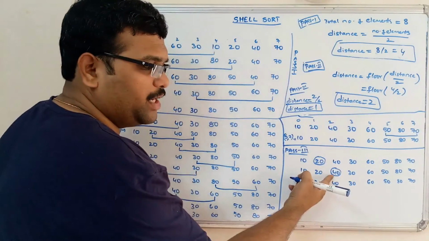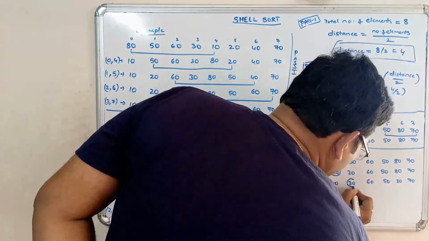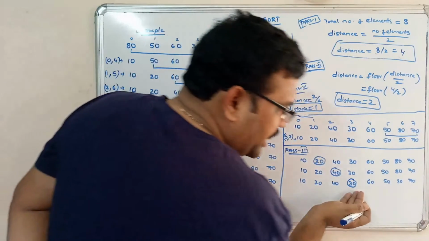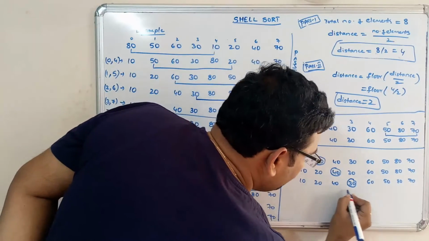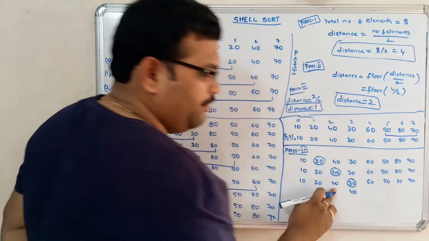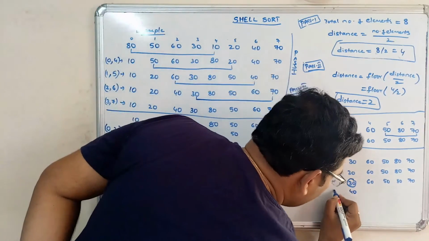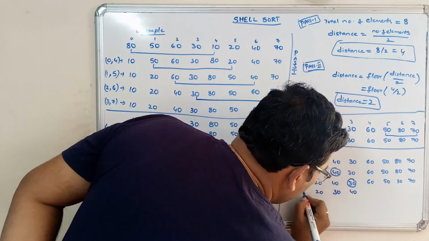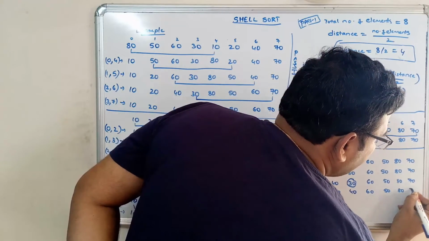So this element should be compared with the leftmost elements. Right? Now 30 should be compared with the leftmost elements. So 30 is smaller than 40. So 40 will be placed here, 30 will be here. So again 30 is compared with 20. So 30 is greater than 20. So 30 can be inserted here. Right. 50, 80 and 70.